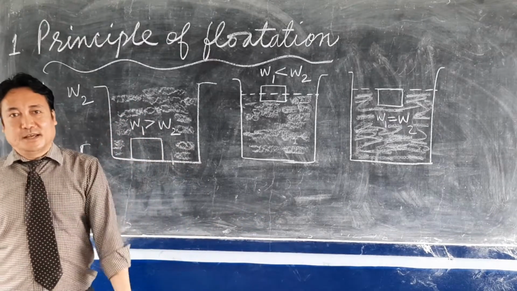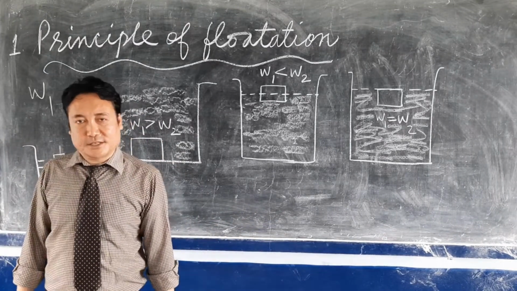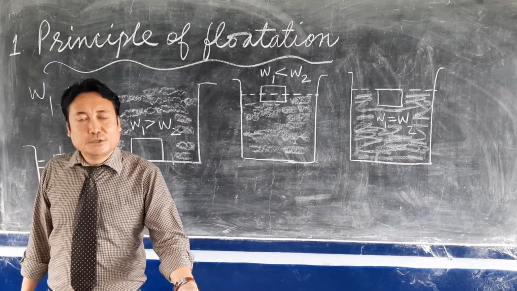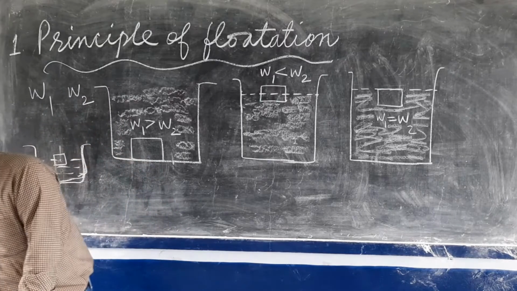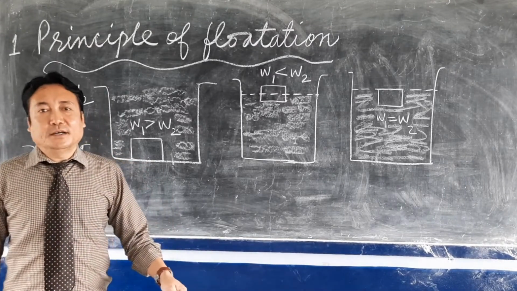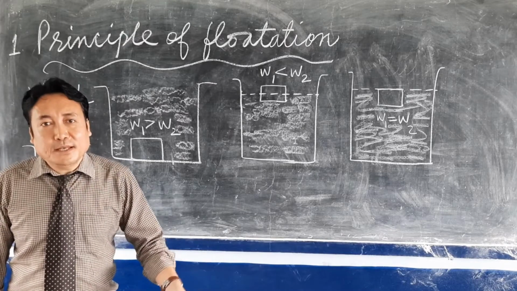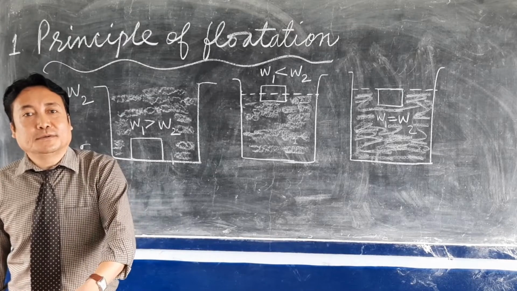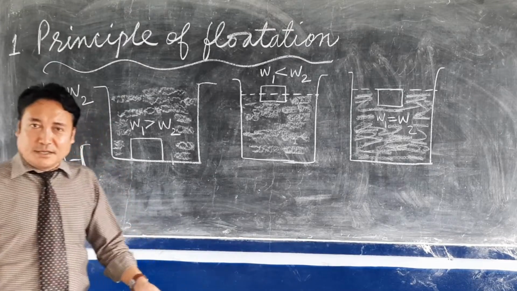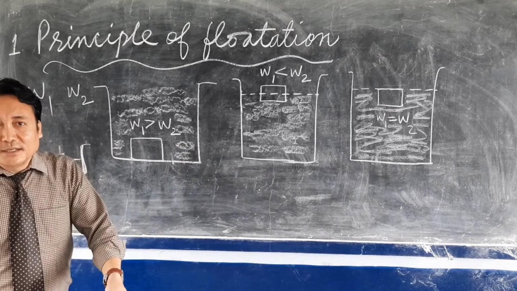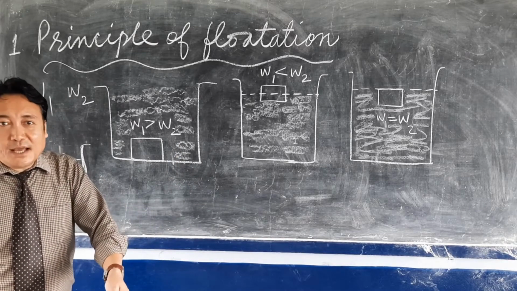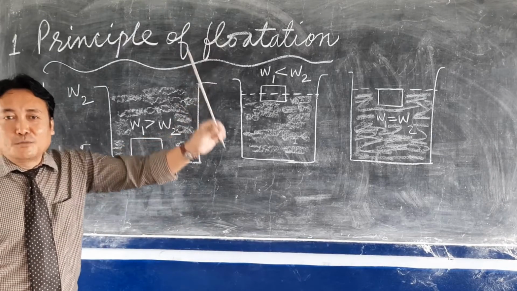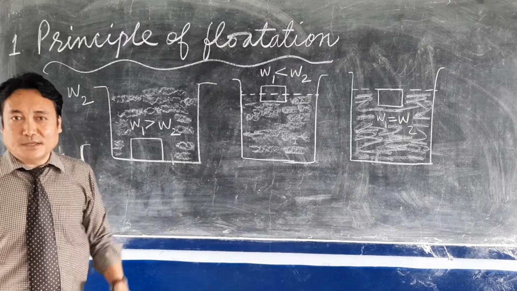So in a floating body, the apparent weight will become zero. Okay, and the next point is there. Let us come to the conditions of flotation. Two conditions you have to follow in order to make the body float. The first condition is that the weight of the liquid displaced by the body should be equal to the weight of the body. So that means the downward force and the upward force should become equal.